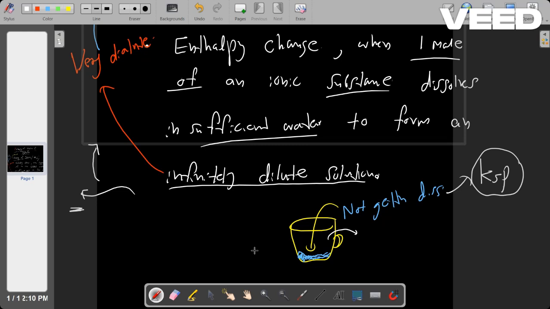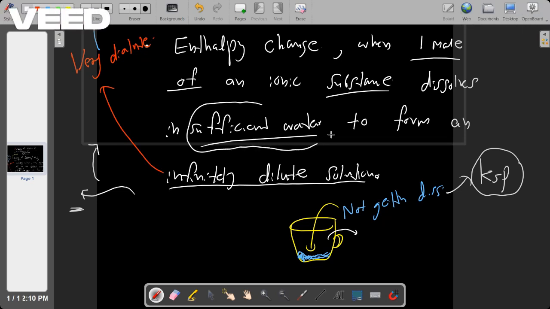That is what we are going to do here also. That is why sufficient water means until it gets dissolved. Otherwise, you are having 1 mole, but only a certain part of that 1 mole is dissolved. So therefore, you are going to get a smaller heat change. Why? We are expecting the complete 1 mole to get dissolved, but only a certain percentage is getting dissolved because you are not adding sufficient water, right?